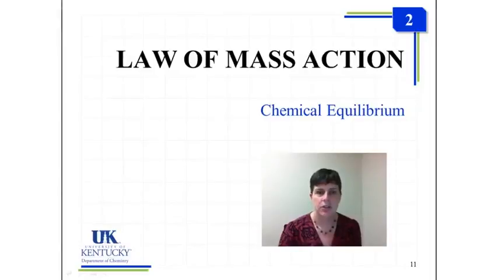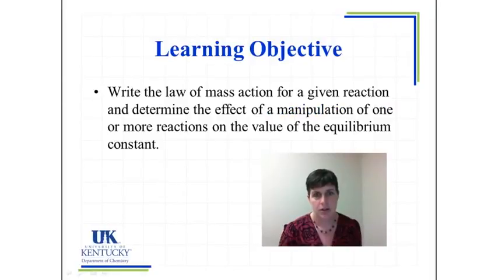In this unit, we're going to learn how to assemble a law of mass action, which allows us to quantify the concentrations of our products and reactants in an equilibrium reaction. The objective of this unit is to understand how to assemble that and how we use those numbers, but also to see what happens when we have multiple reactions. How do we assemble the law of mass action or quantify that equilibrium constant for this new combination of reactions?